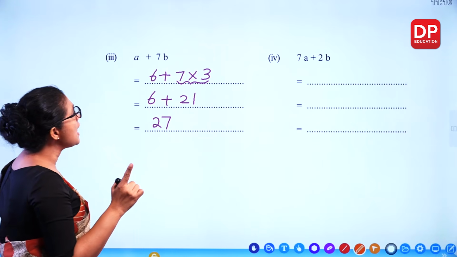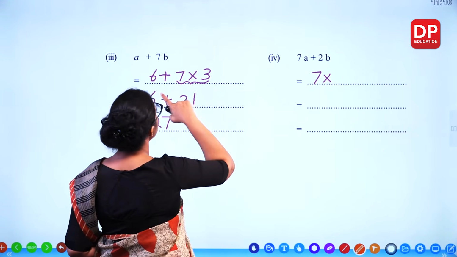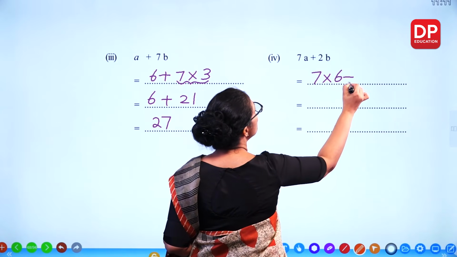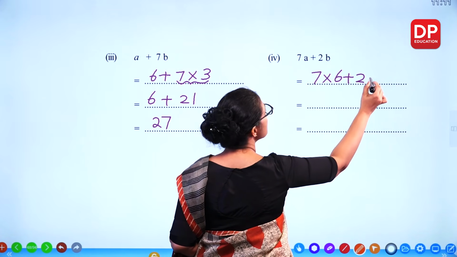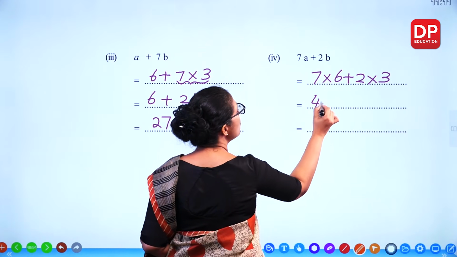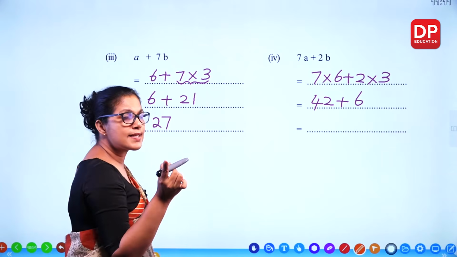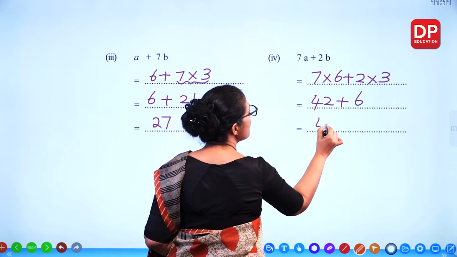What about 7a plus 2b? 7a. a is 6. 2b, 2 times 3. So 7 times 6, 42. 3 times 2, 6. 42 plus 6. Just add it. You get 48.